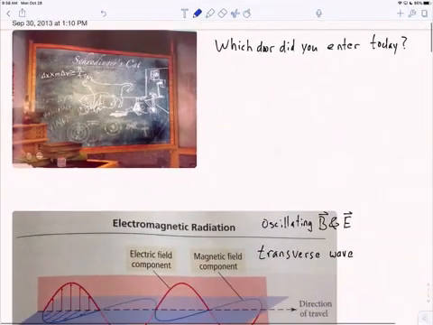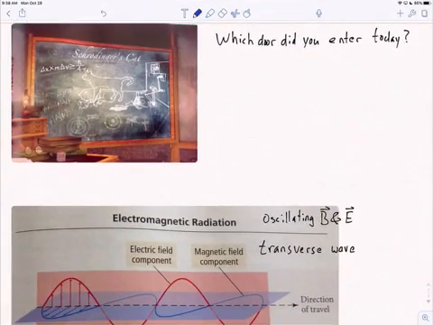So question, which door did you enter today? I came in that one. But if we were electrons, it'd be like, come on guys, we came in both at the same time. So electrons are weird, okay? Electrons can be in several different places at once.